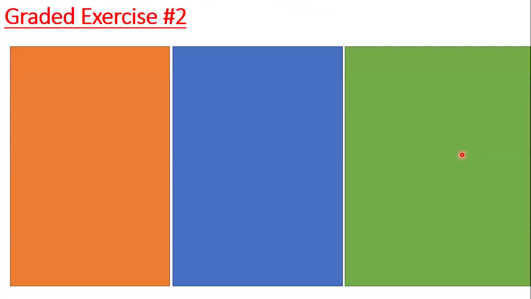Graded exercise number 2. For these ones, you're going to write them in your book. You're going to do the work in your book, and you're going to take a picture of your work and send it to me via WhatsApp. So these ones you do by yourself, on your own. You don't ask anyone for help. And then you're going to send me proof that you did it.